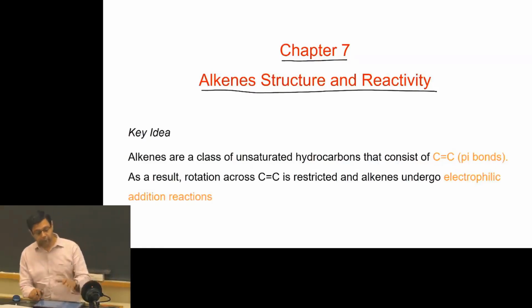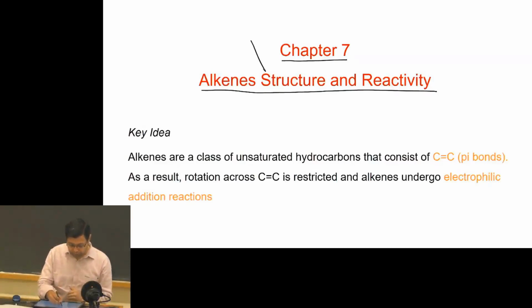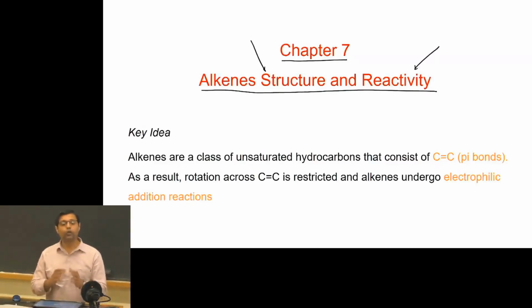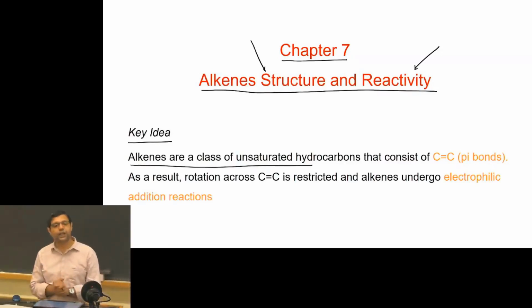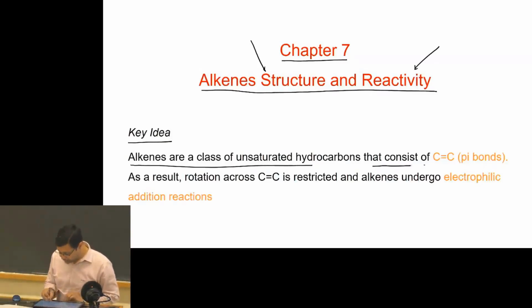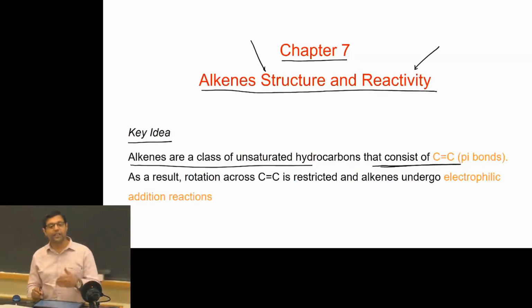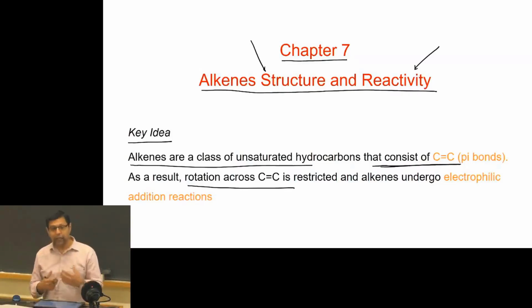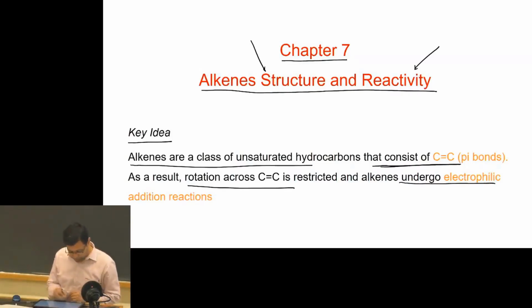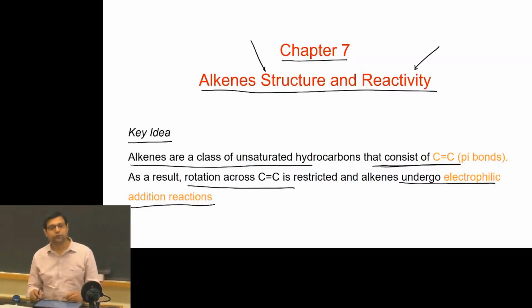First, we're going to begin this chapter by taking a look at the structure of these molecules. And then we are going to go to the reactivity of alkenes. How do double bonded molecules react? The key idea of this chapter is that alkenes are a class of unsaturated hydrocarbons that consists of C double bond C, at least one pi bond. As a result, rotation across C double bond C is restricted and alkenes undergo electrophilic addition reactions.